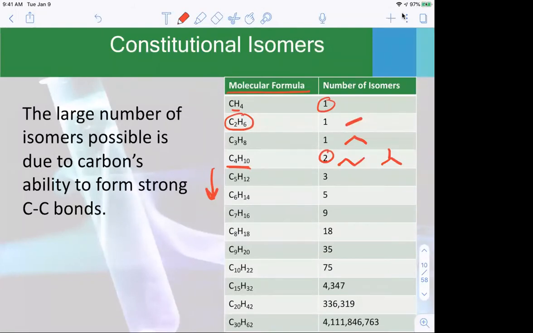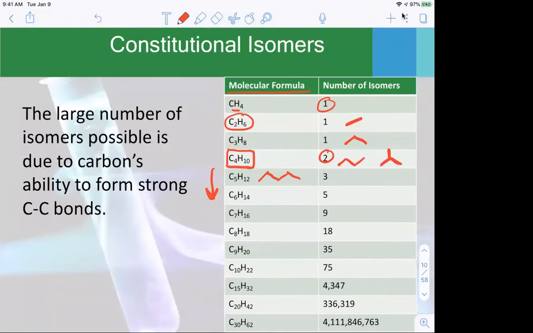Those 2 molecules are constitutional isomers. They both have the formula C4H10, but their connectivity in space is different. Let's look at C5. I could have linear 1, 2, 3, 4, 5. That would be just pentane. I have a linear system. All 5 of my carbons are connected to one another in a straight chain.